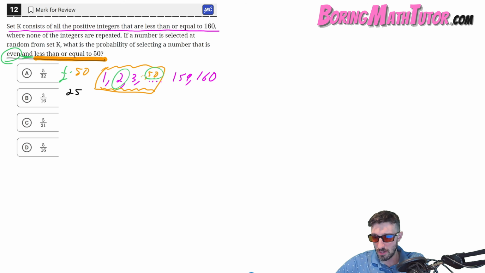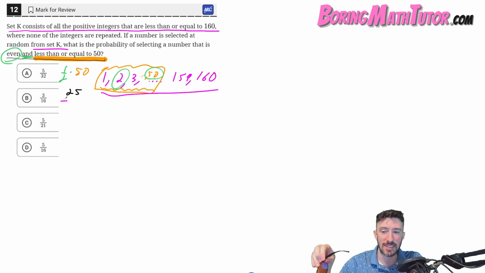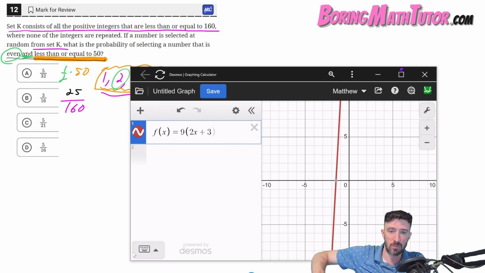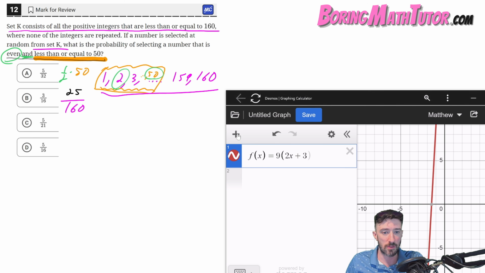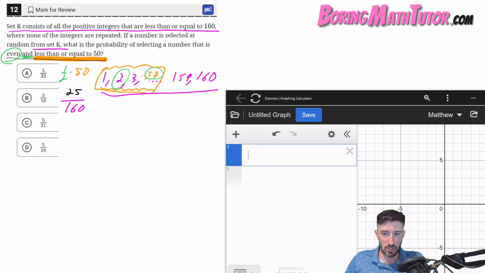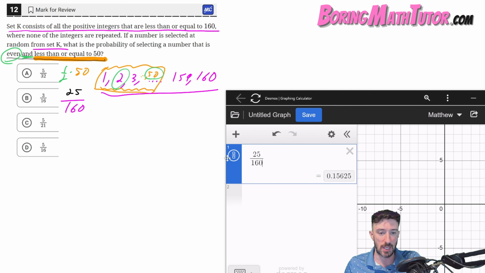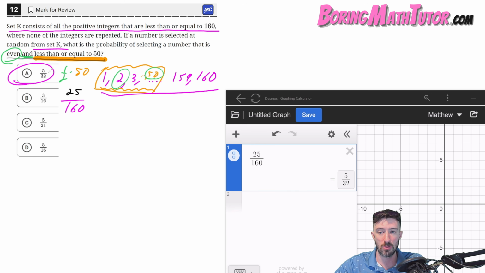But they're saying that the number is selected at random from set K, which was the 160 numbers. So that means we're dividing by 160. And now, a cool little trick on Desmos, in case you guys are not aware of this, is you can just tell it 25 over 160, and then click on this, and it will get you the reduced form of the fraction that you're looking for, if you thought that was helpful.